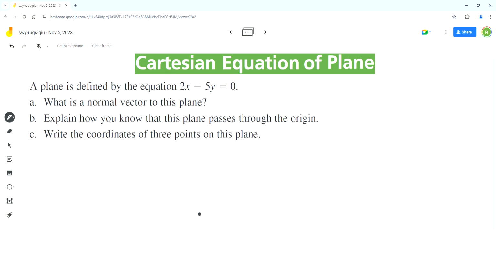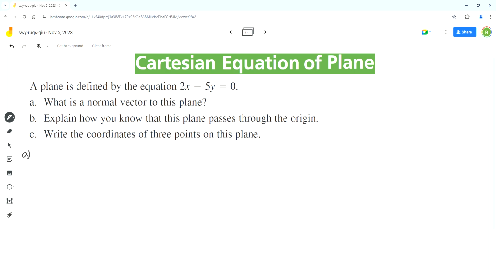So in this video, we'll solve this problem using the concepts of Cartesian equation of plane. As per the problem, a plane is defined by the equation 2x minus 5y equals 0. In part A, we have to find the normal vector to this plane. So let's start with part A.